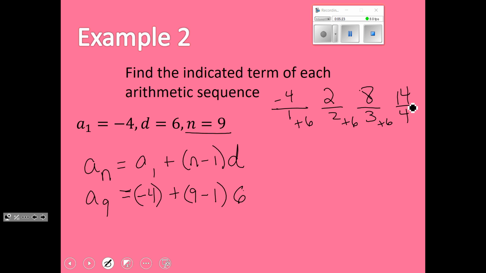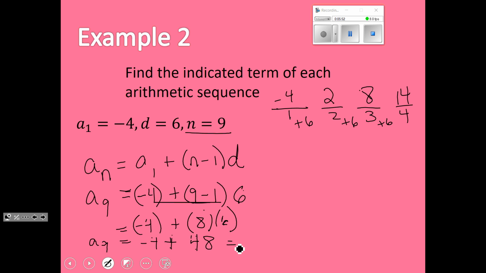Okay? And you could sit there and draw out 9 blanks and find the ninth term that way. But once you get into finding larger terms that are well down in the sequence, you might want to use the formula. So let's work the formula out. I'm going to do my parentheses first. So that's going to make 8 times 6. So negative 4 plus 48. Sorry, my board's not writing very well this morning. And so that's going to make my a sub 9, or my ninth term, the value of it, 44.